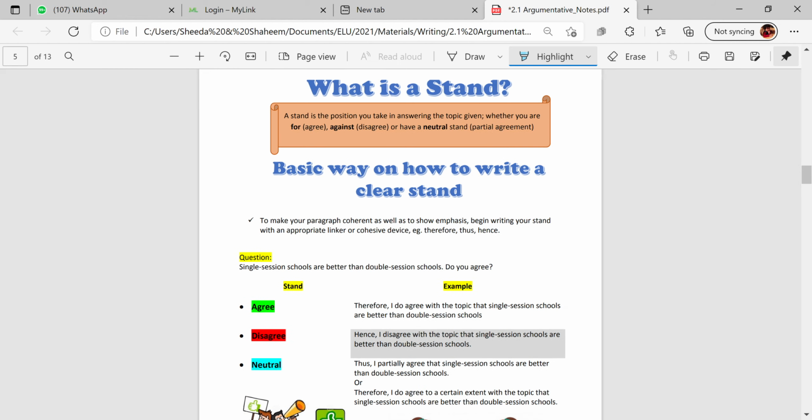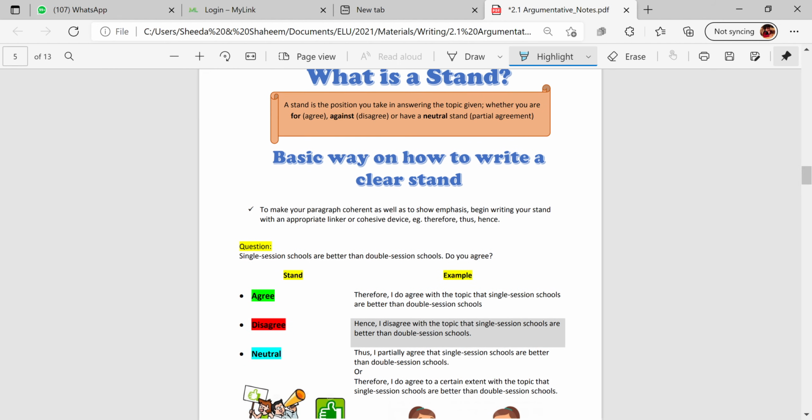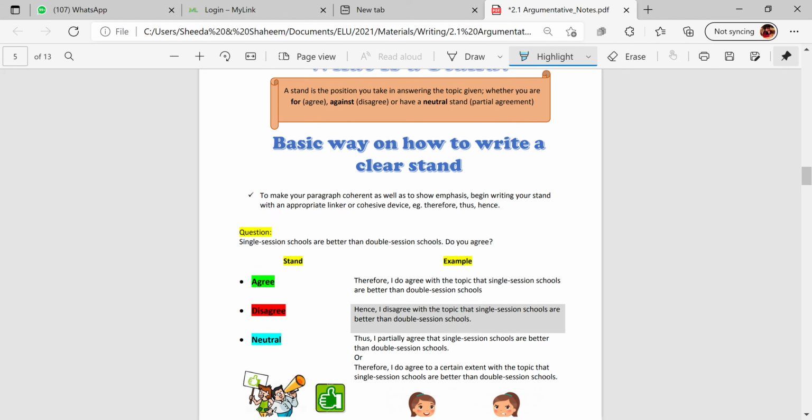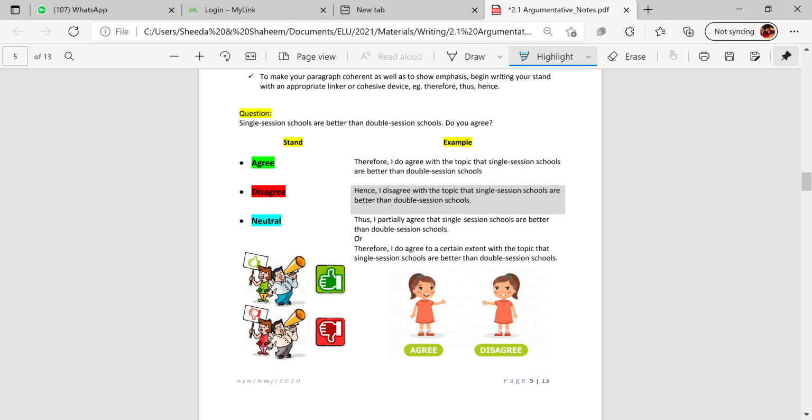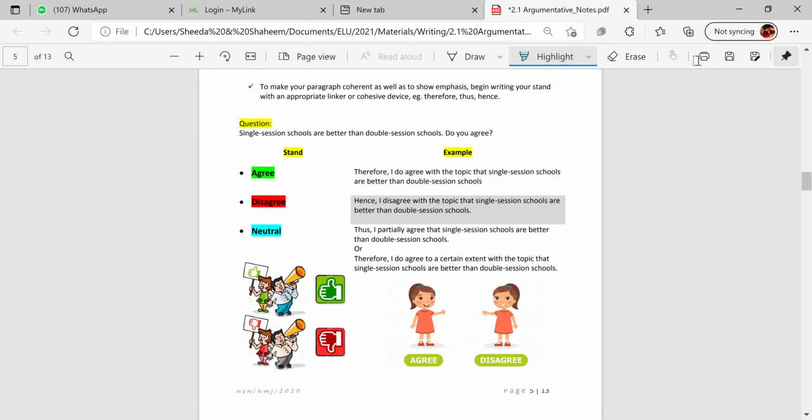This is the part where, since you are required to write an argumentative essay, you need to write a clear stand. Now, in terms of writing a clear stand, let's look at this question here. Single session schools are better than double session schools. Do you agree? So again, I repeat, use this template to guide you, whether you agree, whether you disagree with the topic, or you partially agree, or you can also say I do agree to a certain extent. So you use this template in order for you to write a clear stand. You need to indicate a clear stand when you're writing your introductory paragraph.